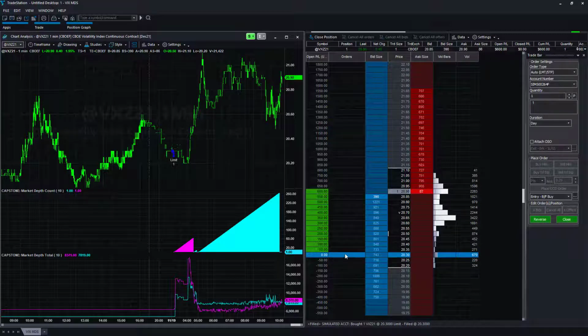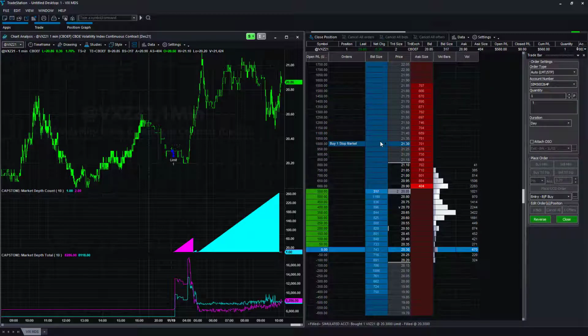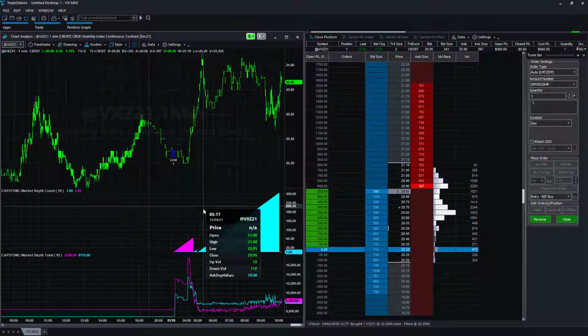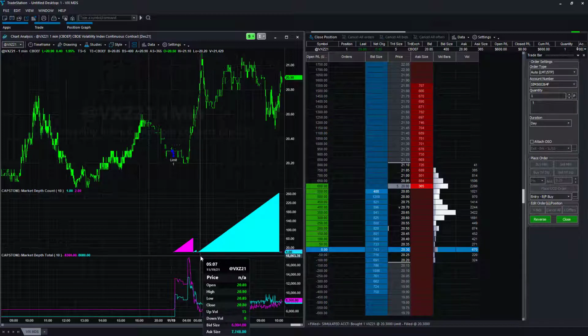There's also a mini or micro VIX, and you can see $50 per 0.05. So if you buy it at 20.30 and you go up to 21.30, that's going to be $1,000. So $1,000 a full point, and then $50 in 0.05 increments. And you can see how this works.